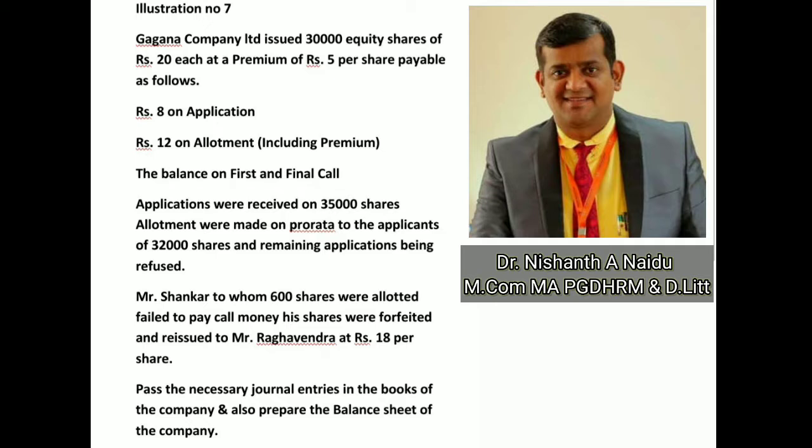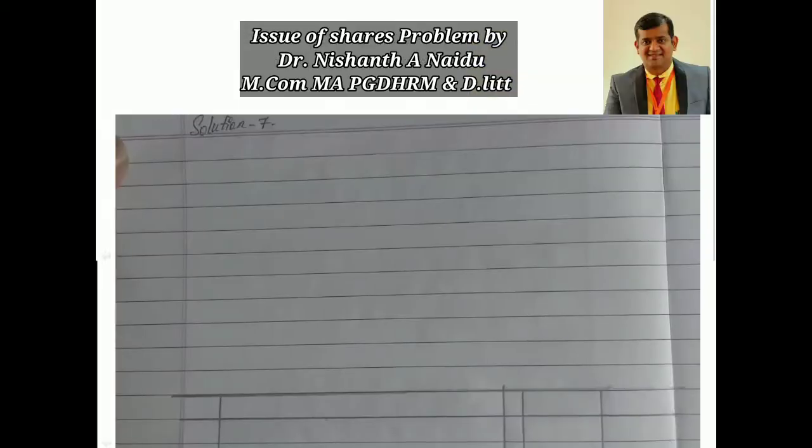So we have to pass the journal entries, then we have to prepare a balance sheet, and the bank account also has to be prepared. So this is the problem. As I said, this is more advanced than all the other problems you have solved so far. Without any further delay, let us start the solution part of this problem. Let us do the working note first. So that is solution number 7.